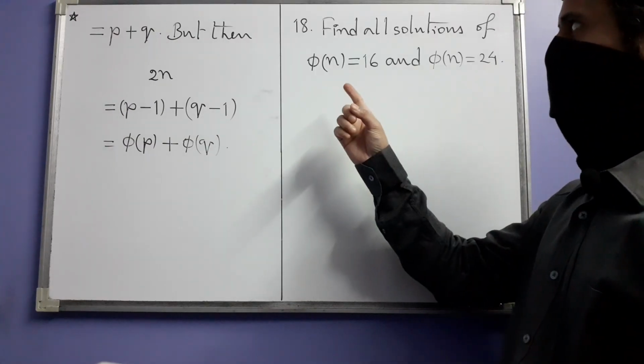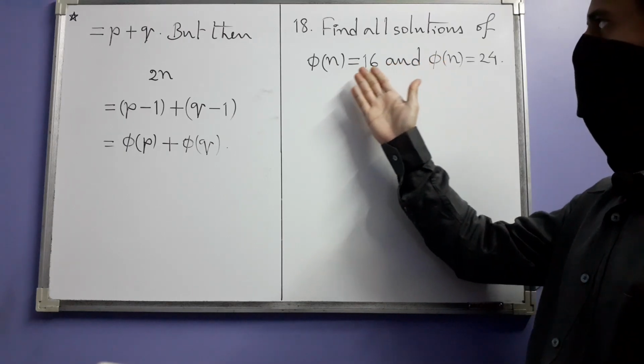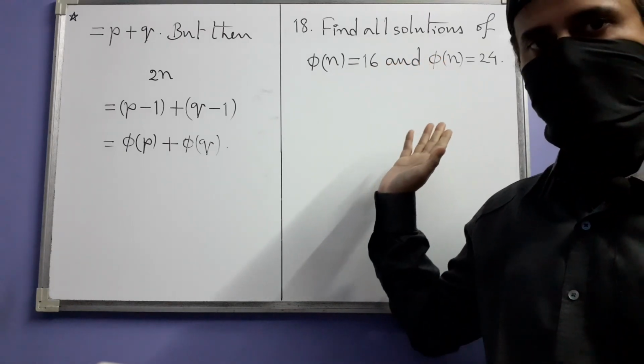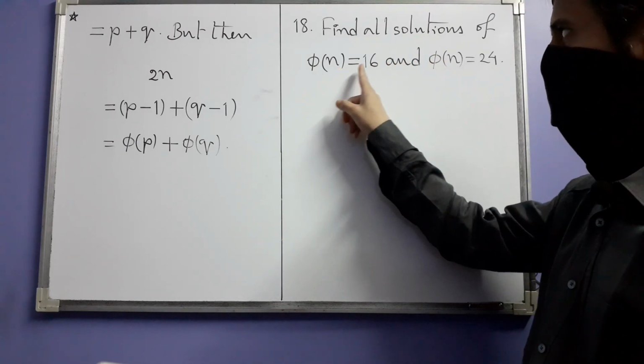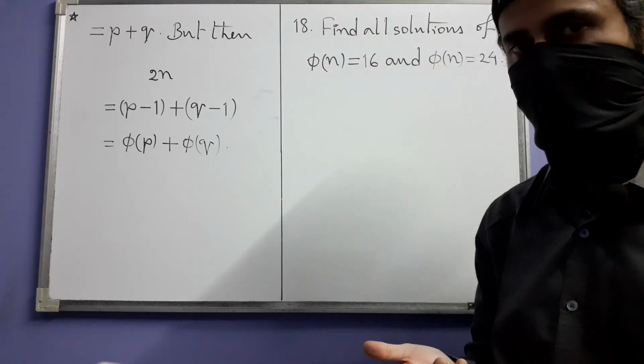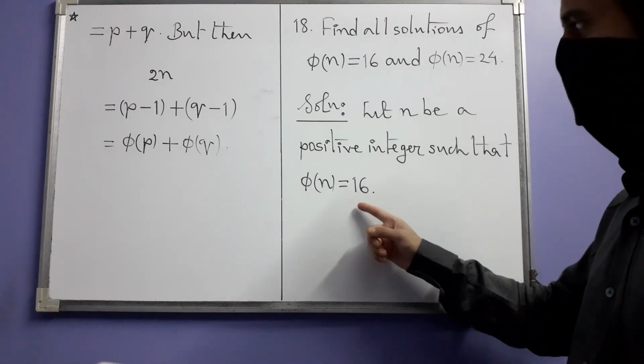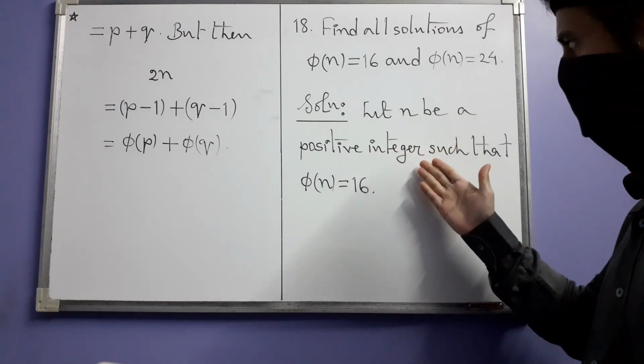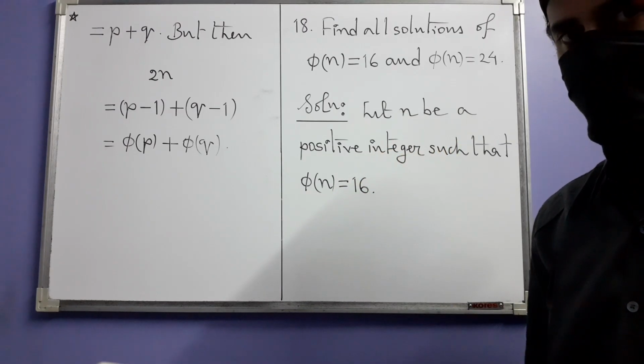Next we have number 18, where we have to find all the solutions of these two equations. The first one is phi of n equals 16 and the second one is phi of n equals 24. So we consider this equation first. Let n be a positive integer for which this is true.